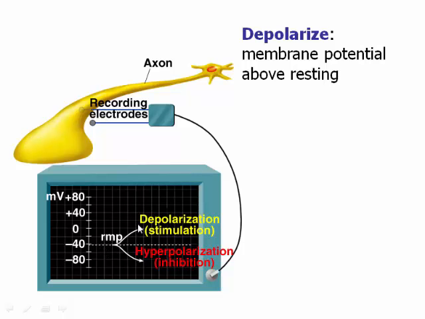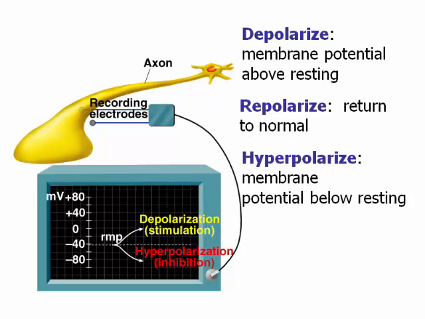If you go above resting, it's called depolarization. Remember, the way we measure this is with a voltmeter. We're going to poke the cell so that we compare the inside to the outside. We're going to measure time and millivolts, and you're going to see it goes up when it becomes more positive. And then when it goes back to normal, which is not in this picture, we say repolarize, returns to normal. And then hyperpolarize is when the membrane potential goes below resting. So here you see it going down.